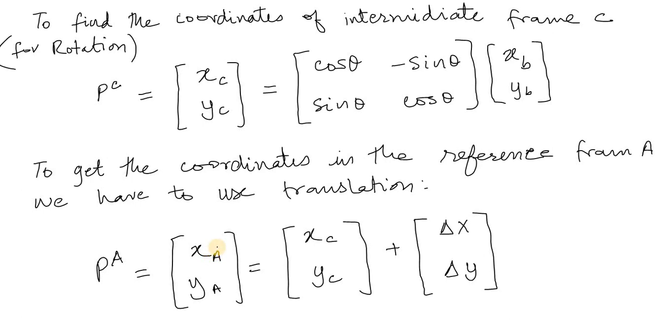So see, finally what we did here, we wanted to have these coordinates x b, y b in frame A. We want to represent them in frame A. So first we multiplied it with our rotation matrix, and we get its coordinates in the intermediate frame C, and then in this intermediate frame C we added the delta x and delta y to finally get the coordinates of your point P in the reference frame A.